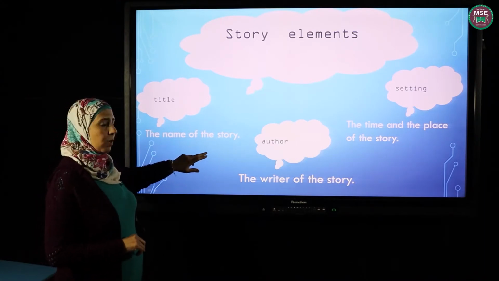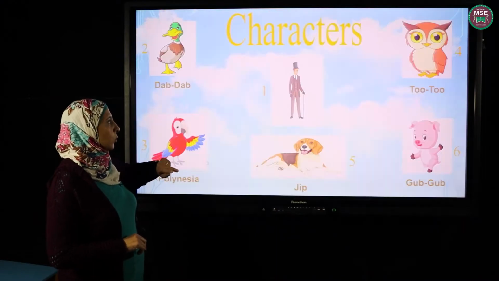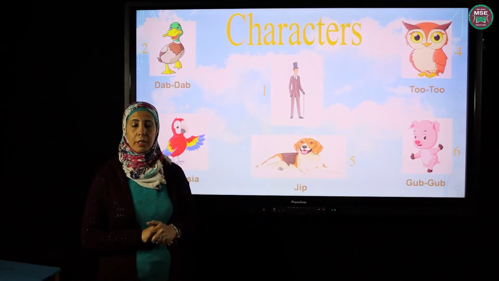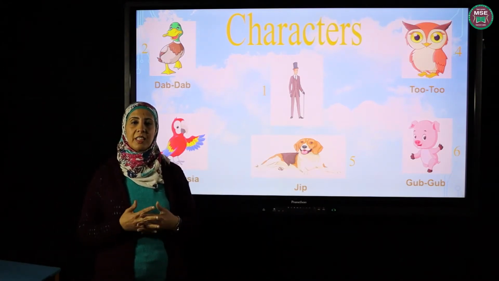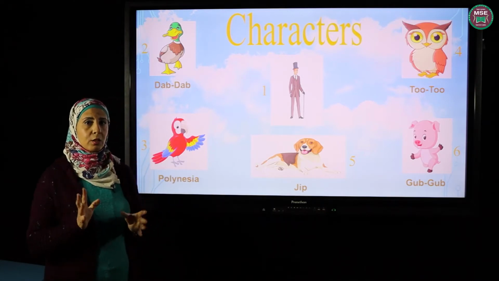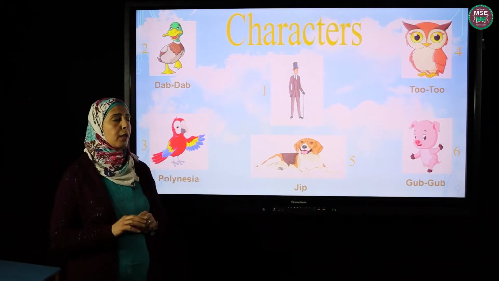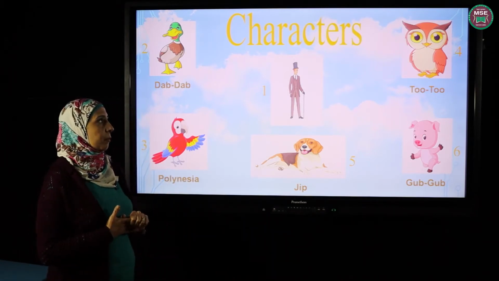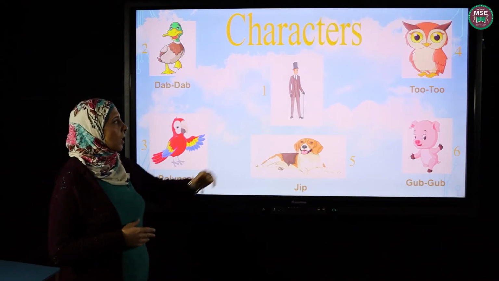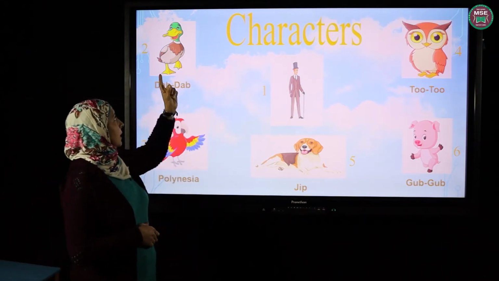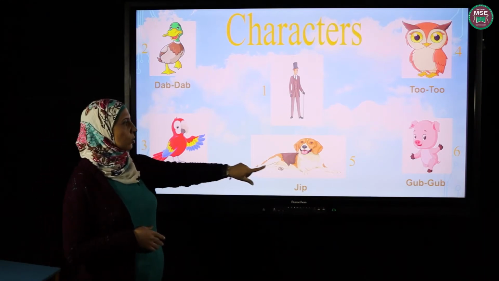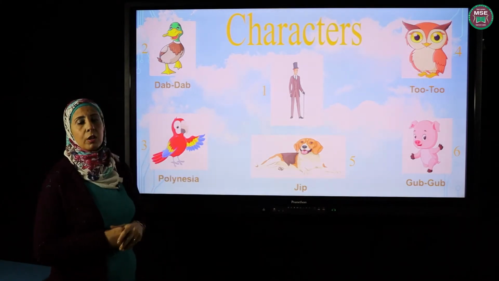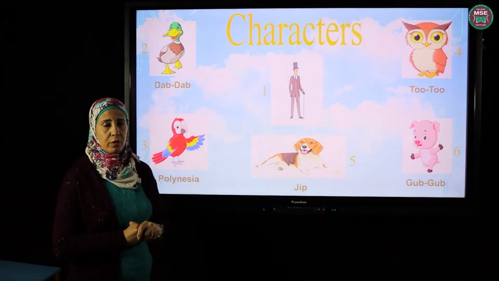We have one more important element, which is the characters. The characters are the people or the animals of the story who are making the actions or the events. Some of them are main characters, which the story is talking about, and some of them are not important, so we don't mention them. The main characters in this story are, first, Dr. Dolittle, second, Dab Dab, Polynesia, Jip, Gub Gub, and Tutu. As you see these animals here, they are the main characters of the story.